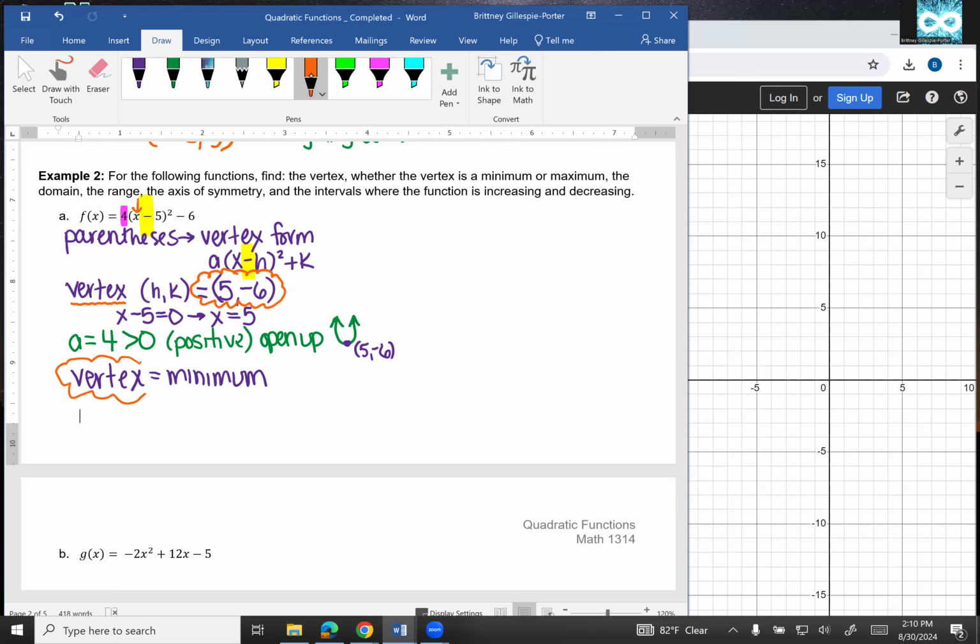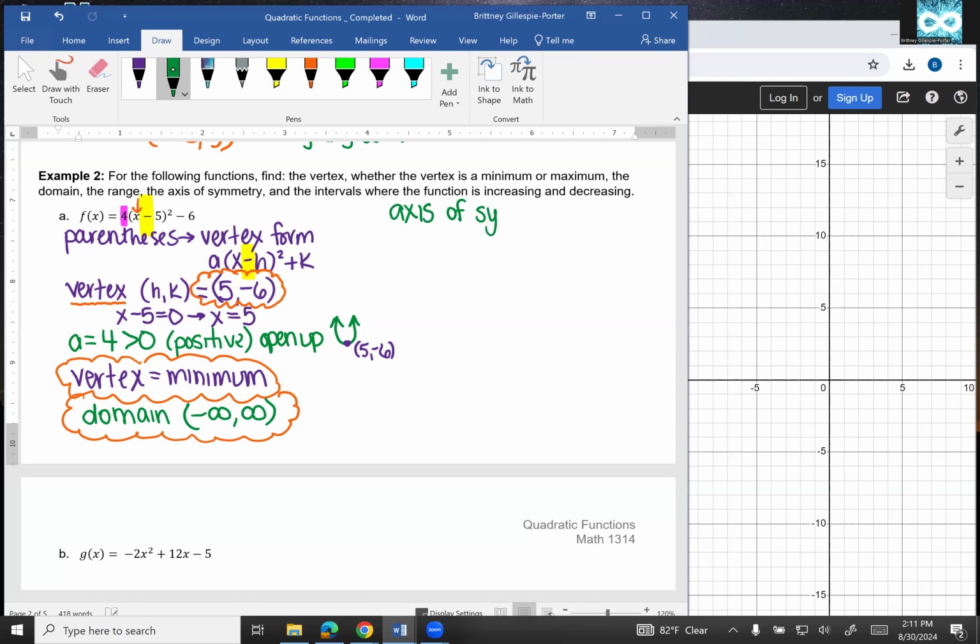For our domain, remember your domain is your x's, whatever you can plug in for your x values. And in this case, our domain, because we have a quadratic function, is always going to be all real numbers, negative infinity to positive infinity. But make sure that you keep your open parentheses around the infinities. I'm going to skip the range for a second. Our axis of symmetry we already found, back up here when we had x equal to 5. Remember that our axis of symmetry is x equal to h, which means that when we found our h value of 5, our axis of symmetry is x equal to 5.